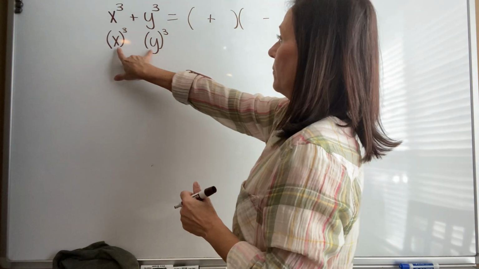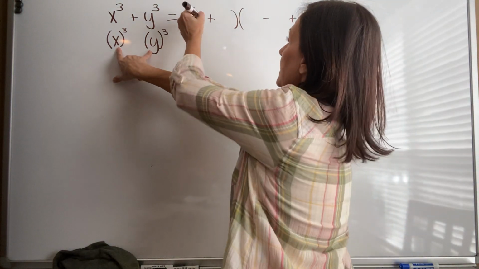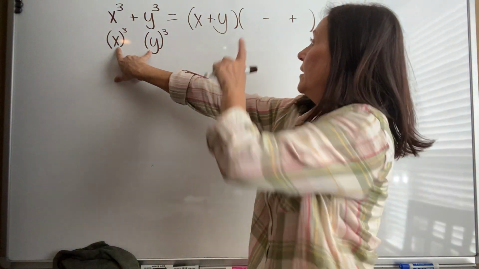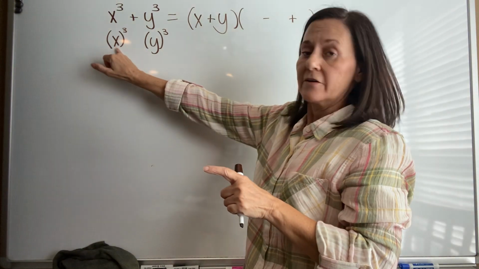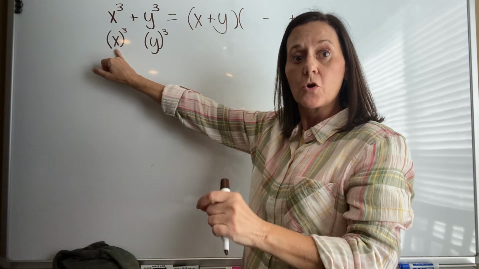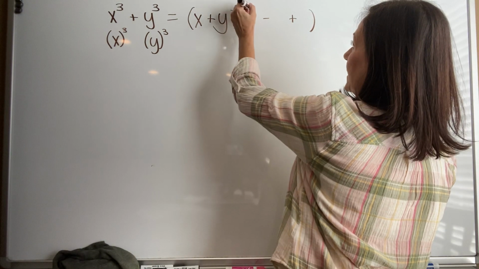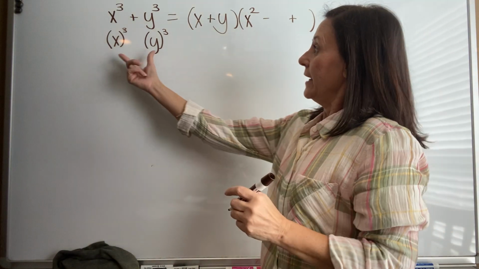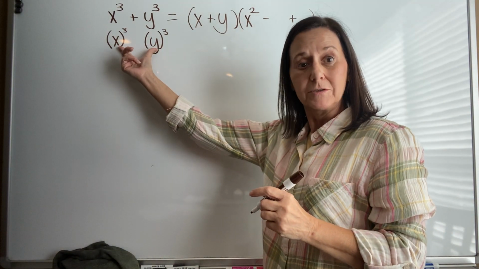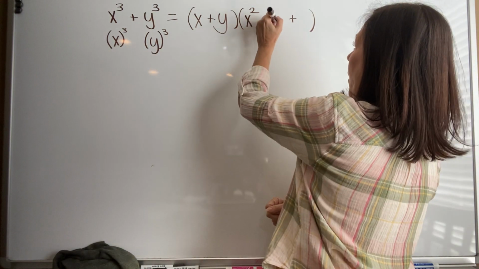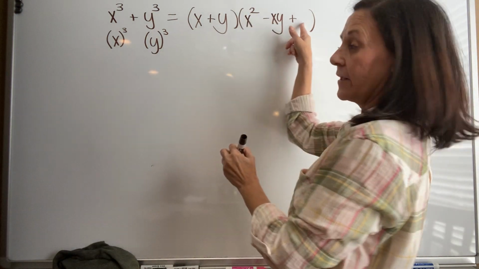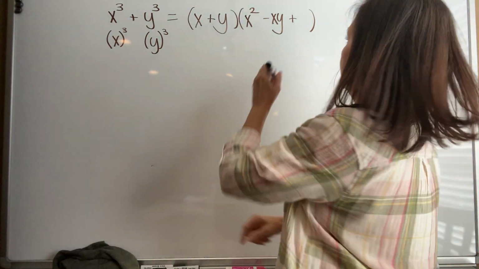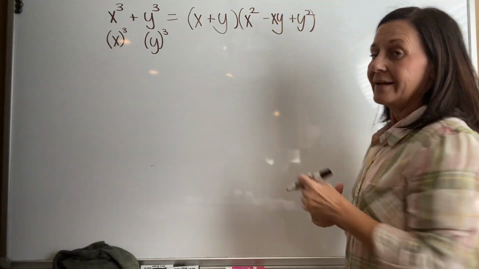This first binomial is just the terms that are cubed. So it's the x and the y. The first term in the trinomial is the first term in the parentheses squared. So that's x squared. The middle term is these two terms multiplied. So it's x, y. And the last term in the trinomial is this second term squared. All right, that's the pattern.